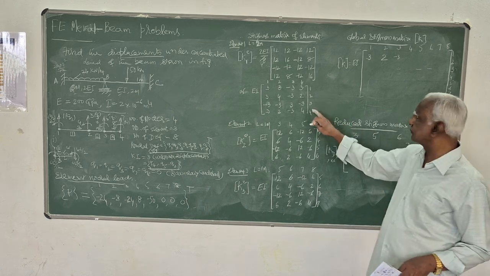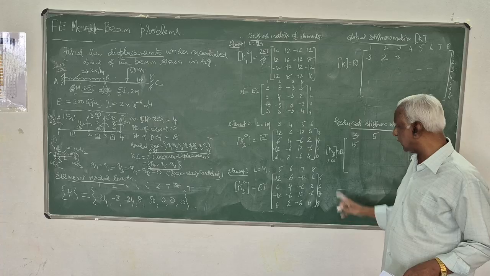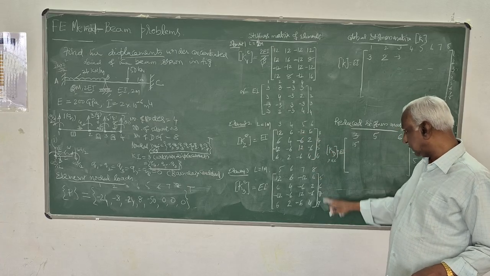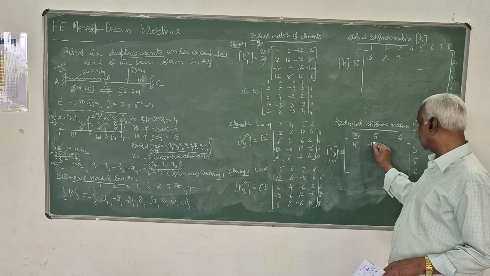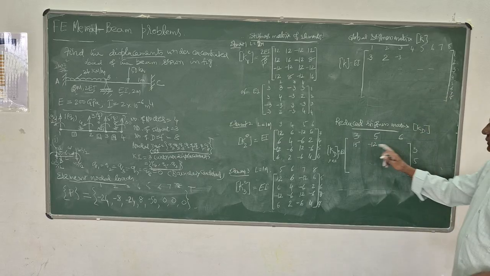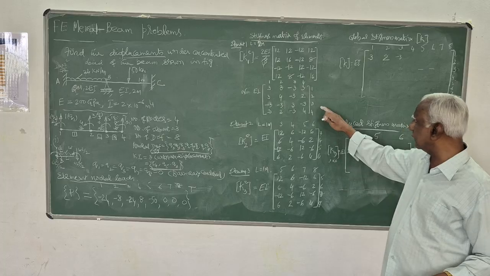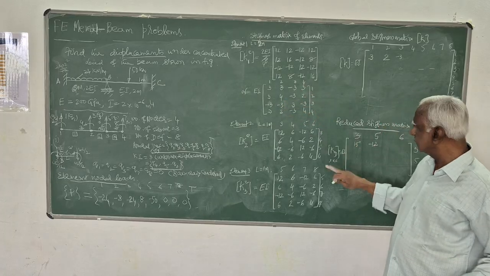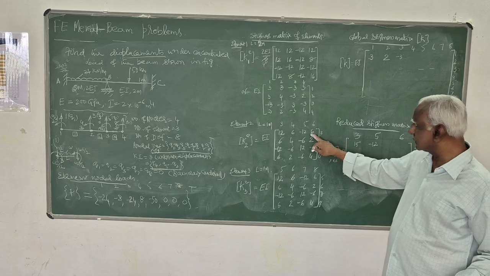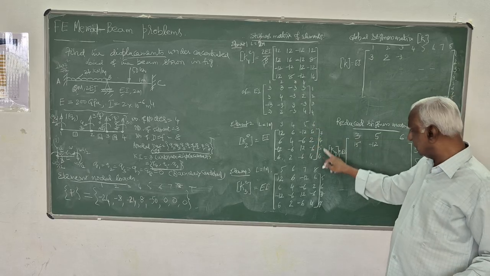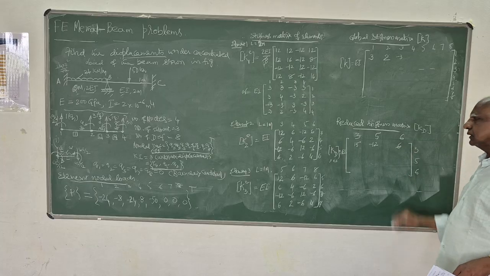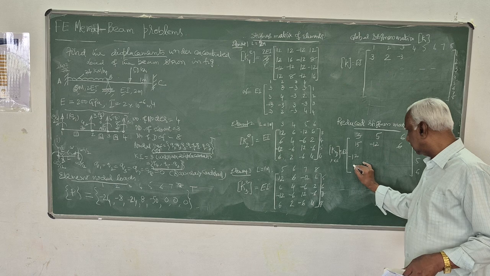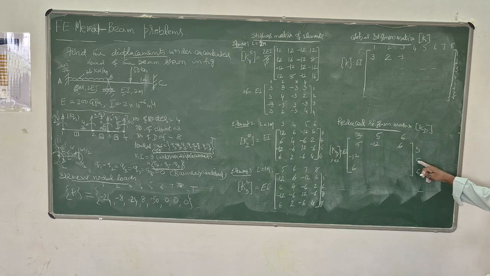Then 3, 5: here you don't have it, so 3, 5 is minus 12. Then 3, 6: 3 is there, but 6 is not there. Here 3, 6 is there, it is 6. Here you don't have it, it is 6. Then it is minus 12, 6. That you can cross check.